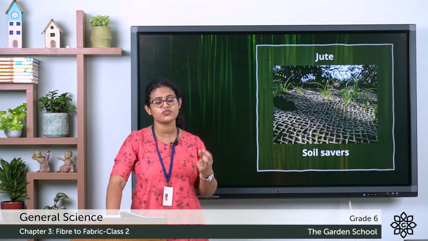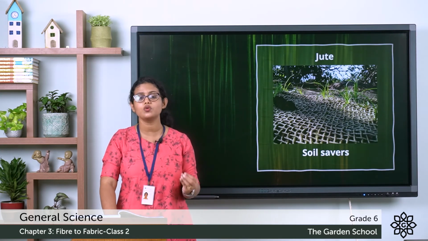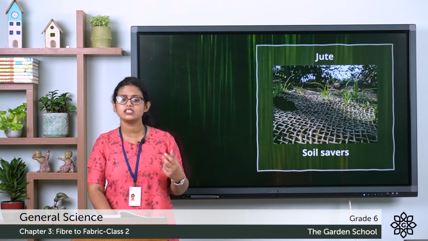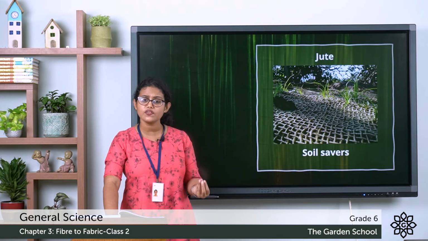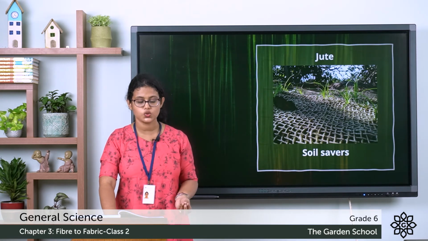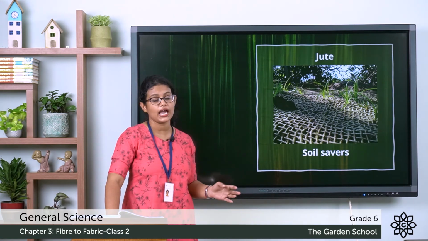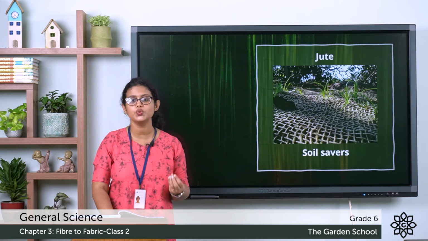So what is the meaning of natural vegetation? The plants that are grown naturally without the help of humans. That is natural vegetation. So these mats allow enough time for the natural vegetation to grow. So therefore they are called soil savers. So that is about the jute plant.